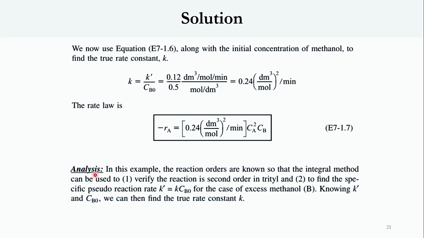So if we go to the analysis, in this example, the reaction orders are known. So the integral method can be used to verify the reaction order, and accordingly to find the specific pseudo rate constant, which is k prime is equal to k Cb naught for excess of methanol. Knowing k prime and Cb naught, we can then find the true rate constant, which is k.